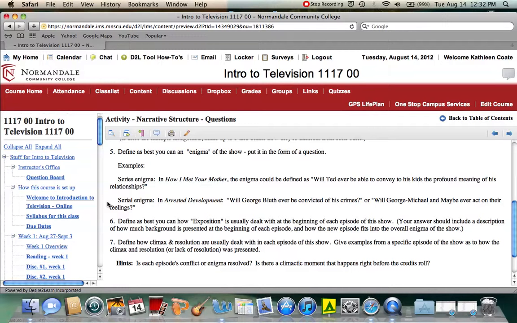Okay. So number 7, define how climax and resolution are usually dealt with in each episode of the show. And I really encourage you, again, to read through the chapter examples and look at the video clips I provided in the lecture. It gives you really solid examples of what these are. Give examples from a specific episode of the show as to how the climax and resolution, or lack of resolution, was presented. So you will have to have seen at least one episode and be able to describe what happened, what you would define as the climax of the episode, and what the resolution was and how it ended when the credits rolled.